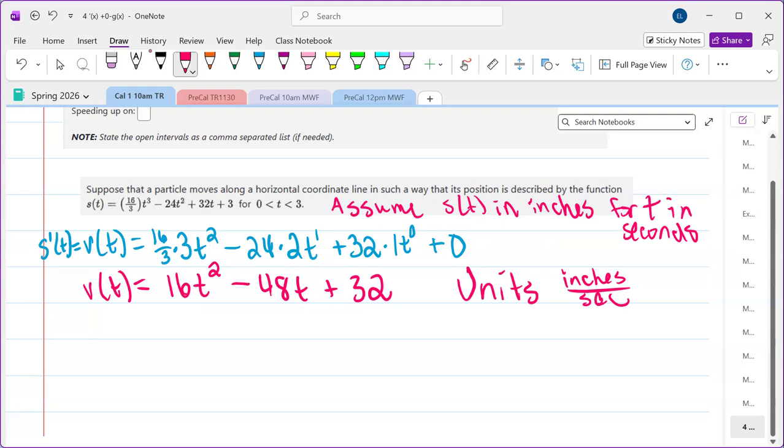Now, to answer where is the particle moving right and where is it moving left, we need to figure out where the velocity is positive and where the velocity is negative, which amounts to positive is greater than 0, negative is less than 0. So if we figure out where it's equal to 0, those are our turning points where it changes direction. So we are going to set this equal to 0.